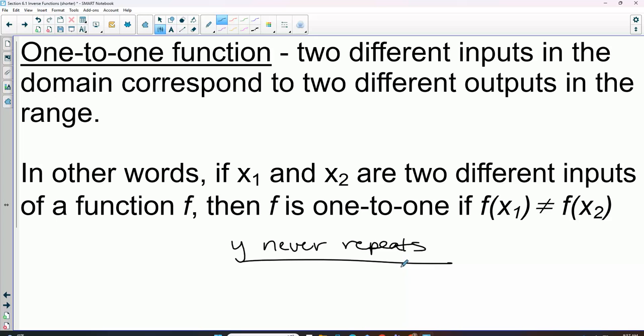So in a function, x doesn't repeat. If it's one-to-one, your y doesn't repeat.